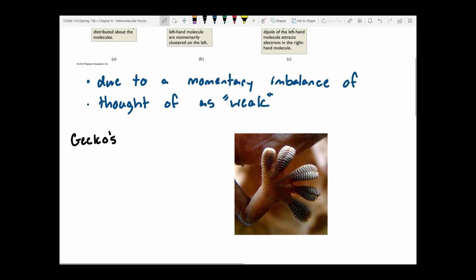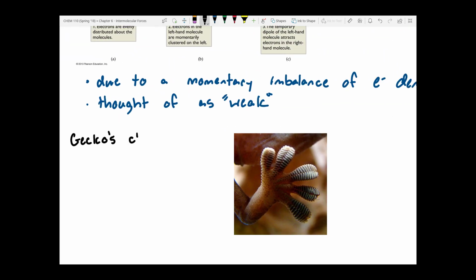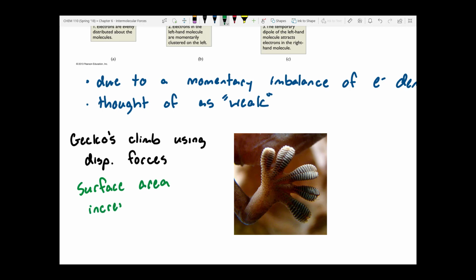So I did want to make a point. Geckos climb using dispersion forces. And then surface area increases the stickiness. I think it's a Y. Does that make sense? So maybe someday we'll have Spider-Man gloves.